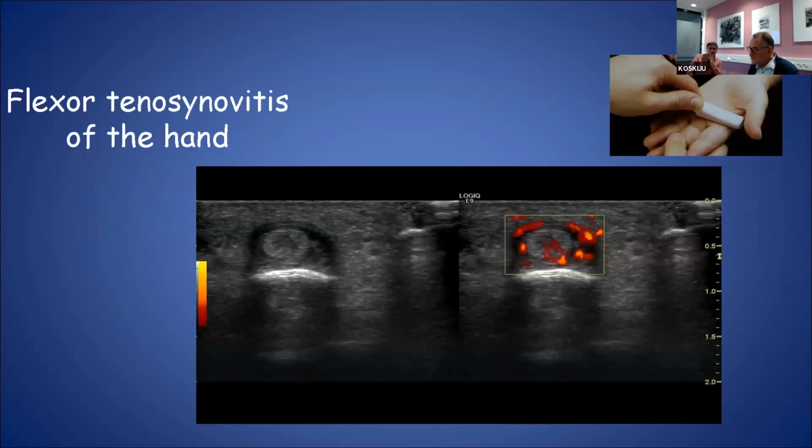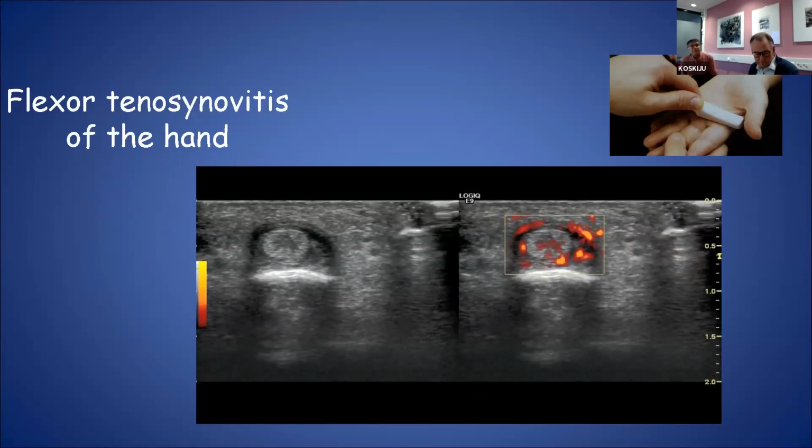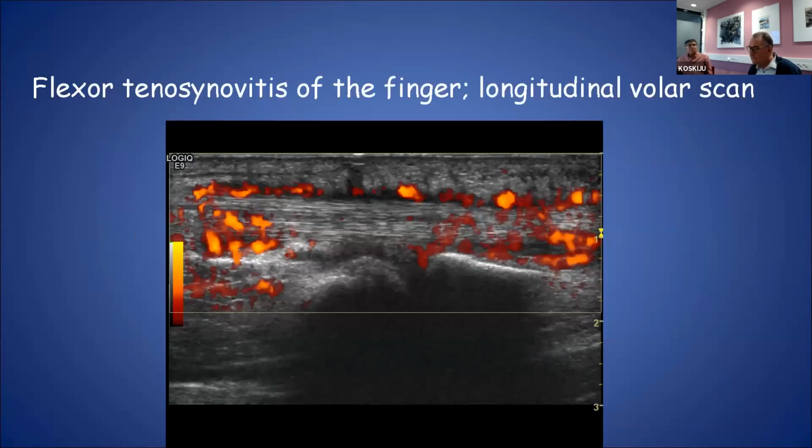Flexor tenosynovitis of the hand. And then we have flexor tenosynovitis of the finger, longitudinal volar scan, widening of the tendon sheath, hypoechoic or anechoic material in the tendon sheath, and with a clear Doppler signal.